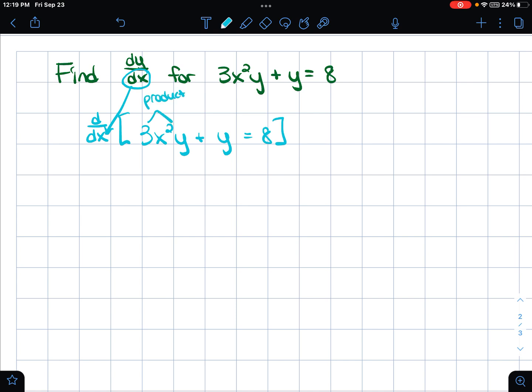I know some of you are thinking, well, why don't I just isolate y? You absolutely can, but what good would that do when we get to something that cannot isolate? So we'll just do it on this one where we can isolate, but we're not going to. So we're going to use the product rule.